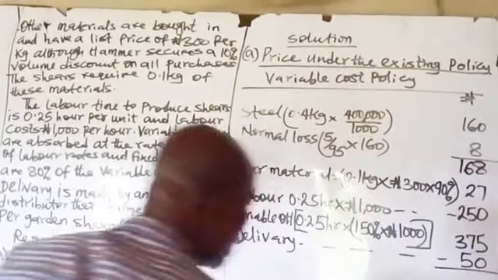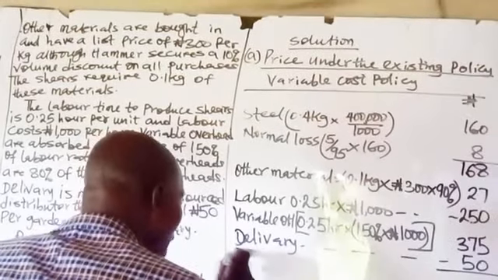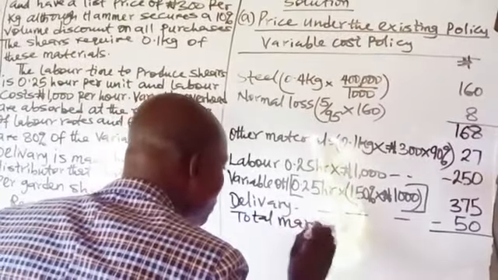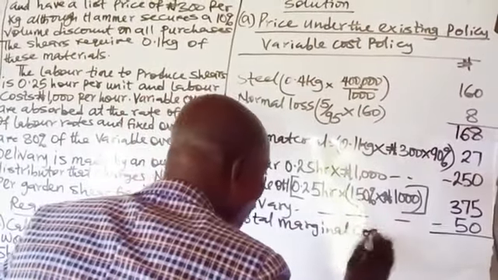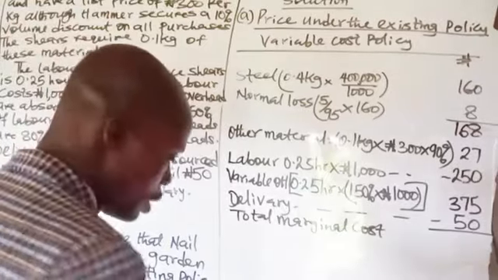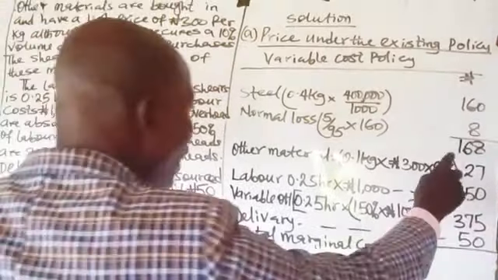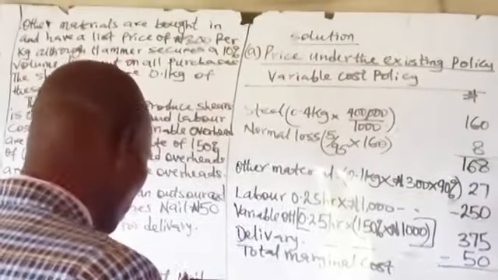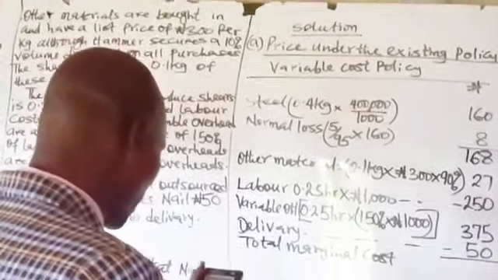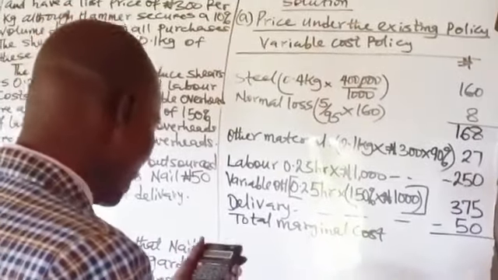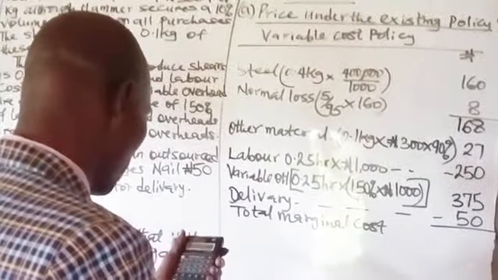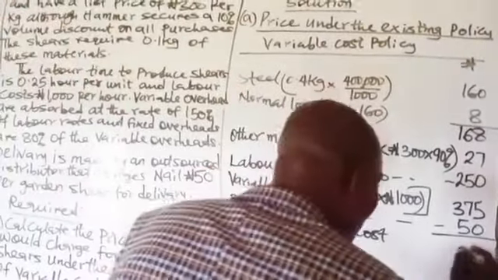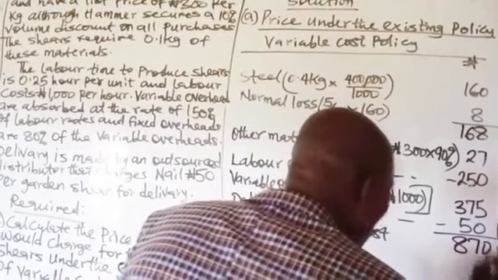So what will be the total variable cost, or marginal cost? Let's sum it up: 168 plus 27 plus 250 plus 375 plus 50. So we have 870.